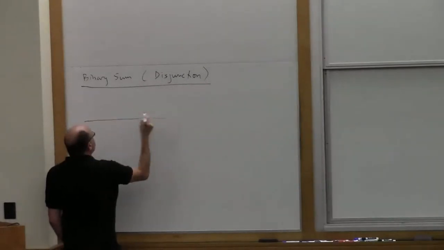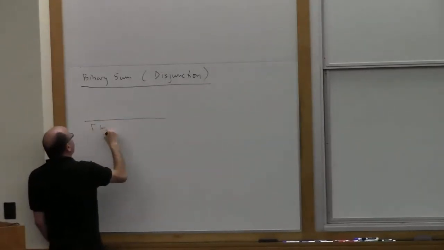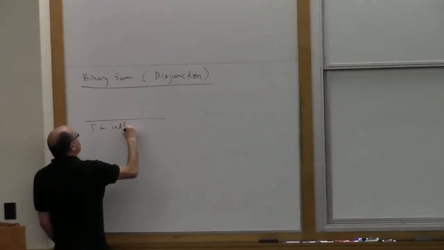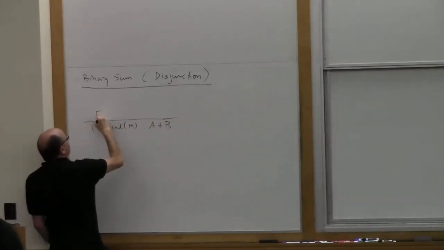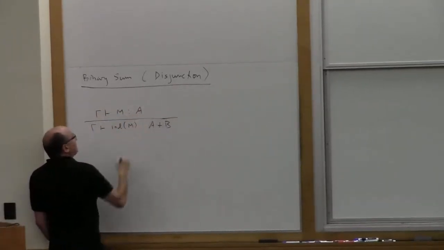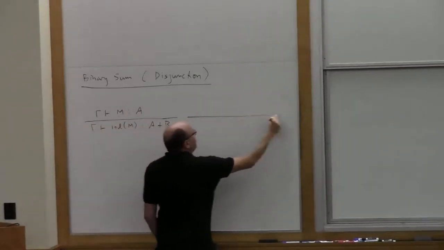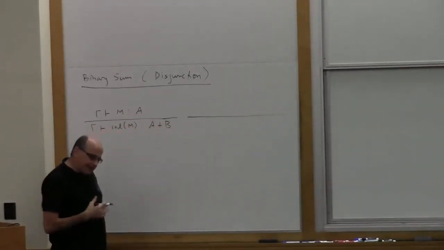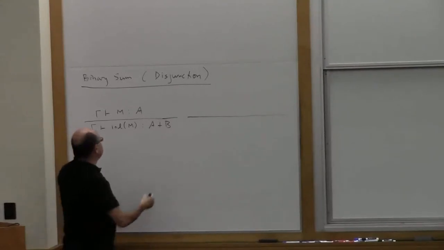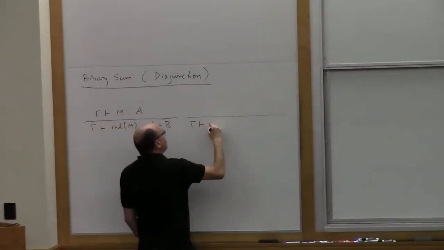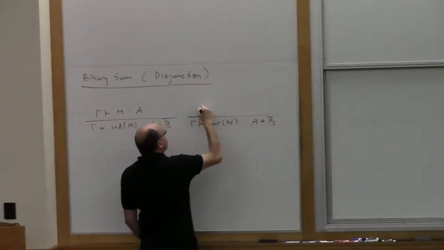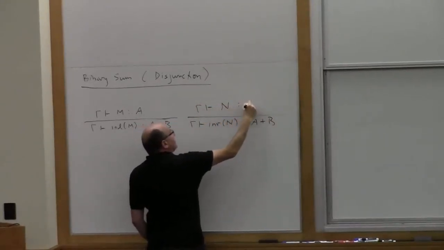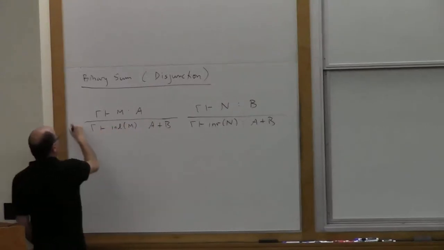So let's look at the introduction rule. The introduction rule for the binary sum would be, let's say it's A plus B. This is really a warm-up exercise. It's all an instance of an inductive type, but I'm going to do it incrementally. Okay, so here's the idea. Let's call that N, maybe it might be helpful. A plus B, if N is B. Okay, so those are the two intro rules.